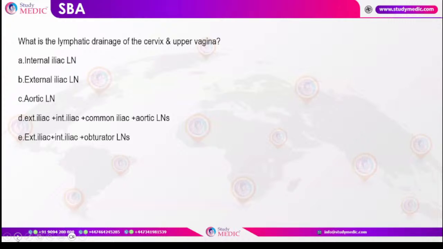You obviously have to know the lymphatic drainage. The commonly asked question is, what is the lymphatic drainage of the cervix and the upper vagina? The options are internal iliac, external iliac, aortic; then external iliac, internal iliac, common iliac, aortic lymph nodes; and external iliac, internal iliac, and obturator nodes. So the correct answer here is external iliac, internal iliac, and obturator. Now remember, the drainage of the cervix and upper vagina is the same, and the lymphatic drainage of the lower vagina and the vulva is the same.